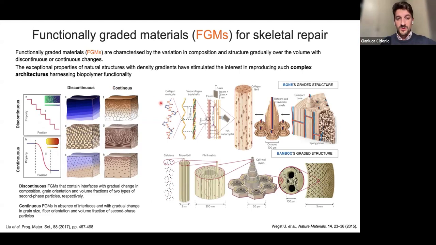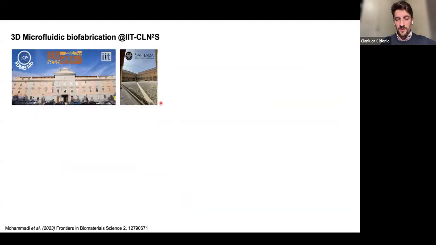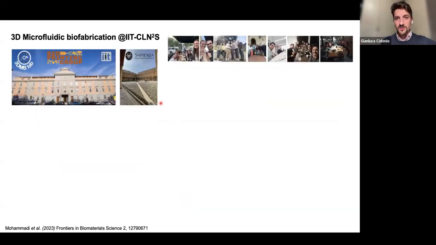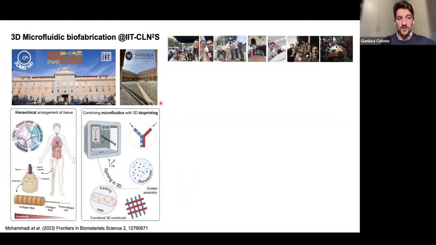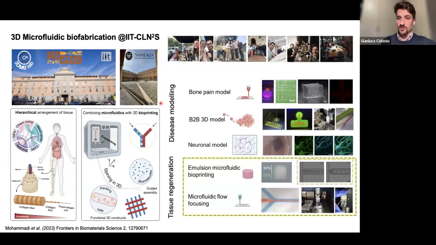To harness the power of this in the lab, and with the help of many of the people in the lab, so please let me thank them first, first things first, we're really trying to use microfluidic bioprinting to engineer new systems, either for tissue regeneration or for disease modeling. We are going to focus on some of the disease modeling, but first let me introduce what we're doing right now for tissue regeneration purposes.